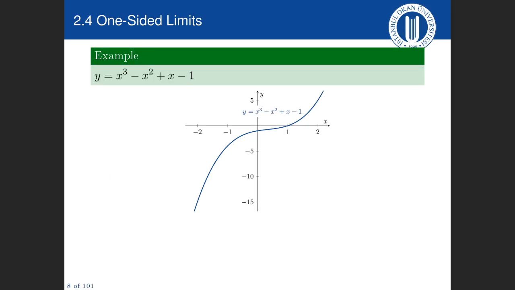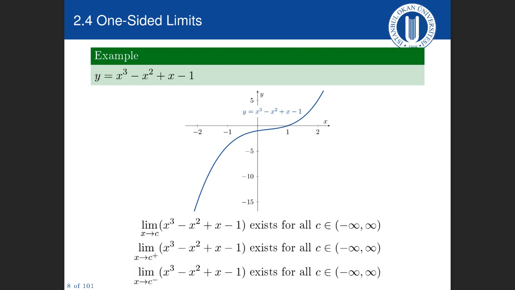Y is equal to x cubed minus x squared plus x minus 1. The limit as x tends to c exists for all c. The right-hand limit exists for all c, and the left-hand limit exists for all c.